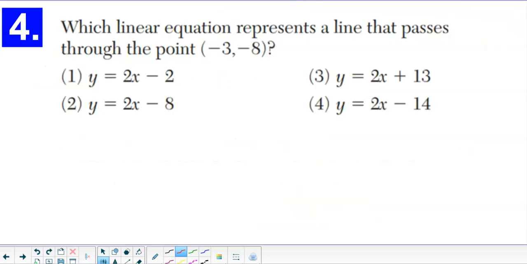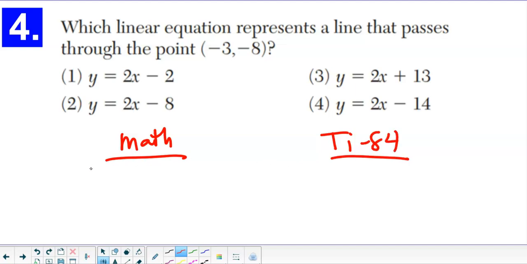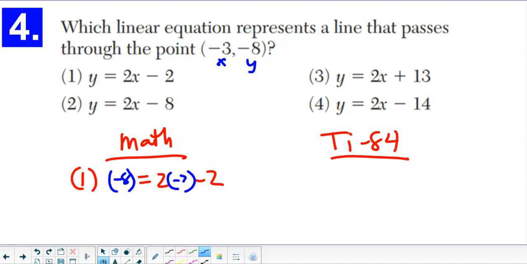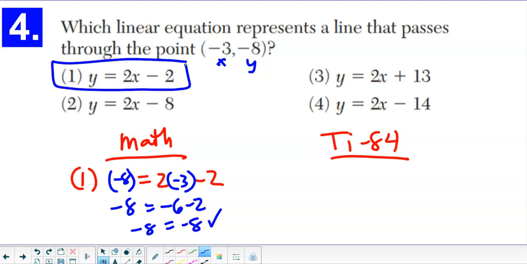Number 4. Which linear equation represents a line that passes through the point -3, -8? Well, there are 2 ways you can do this. You can do this by calculating the math yourself, or you can do this by using the TI-84. So if you're going to calculate the math yourself, you take each option choice and erase and replace the variables y and x with their appropriate substitutions. So y is -8 and x is -3. So is -8 equal to -6 minus 2? Yes. That's how you would do it using math.